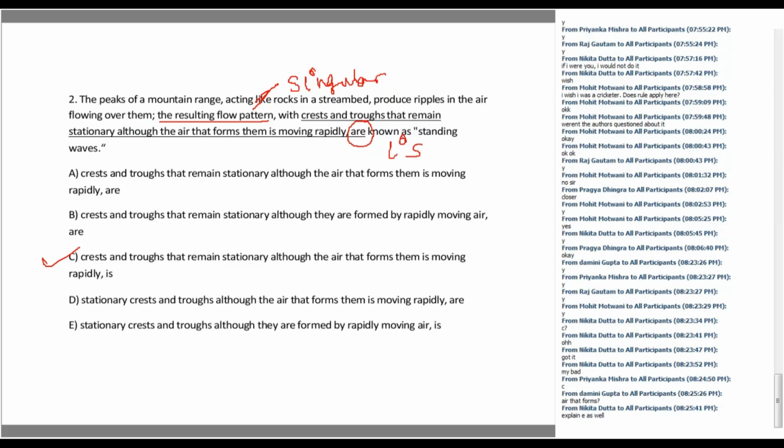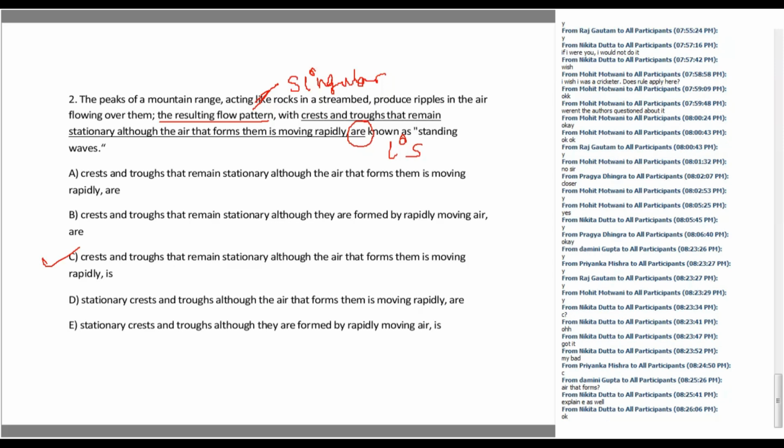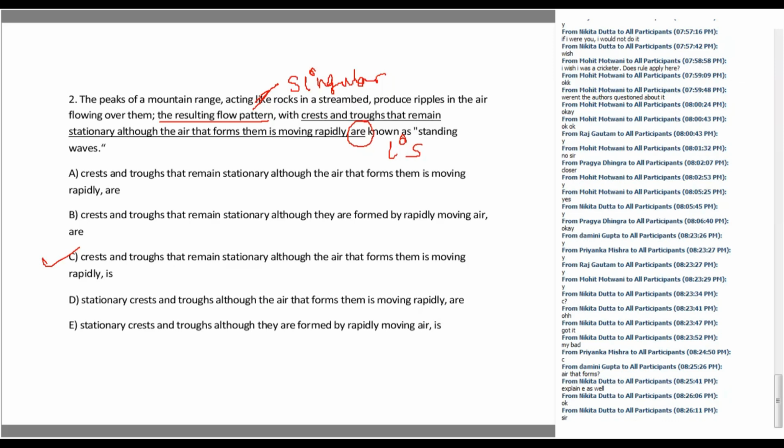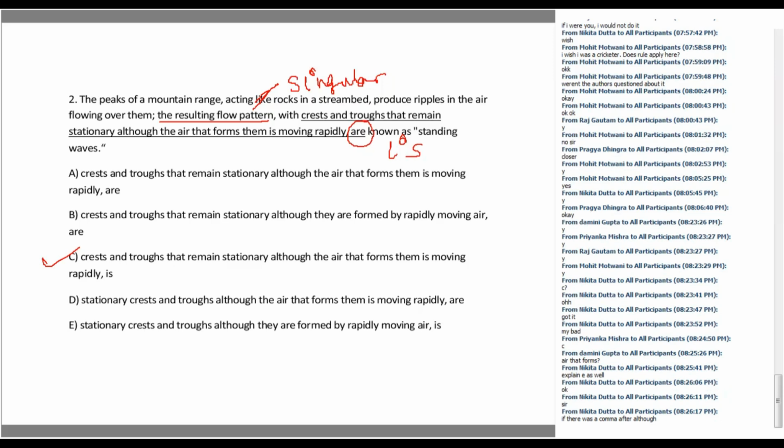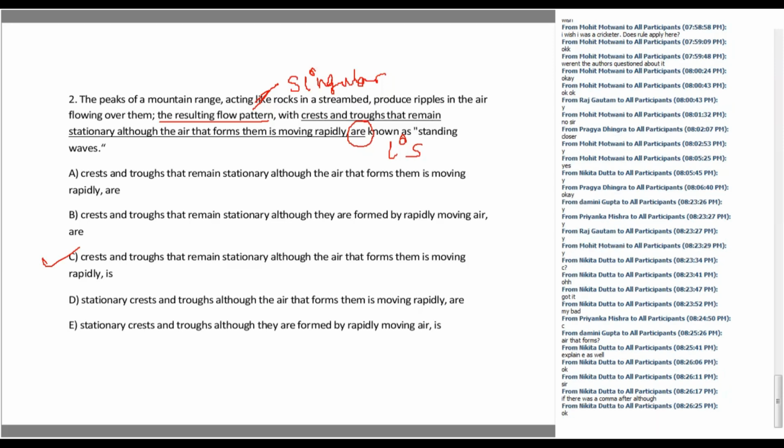Number E will not make sense, Nikita. The resulting flow pattern with stationary crests and troughs, although they are formed by rapidly moving air, does not make sense. Yes or no? The word "although" does not seem to be in the correct place in number E. If there were a comma after "although," then yes, number E could also have been right. And probably if we make some changes in E, then E also can be right. But in the present form, it is not right.